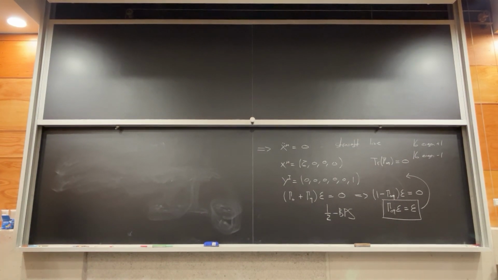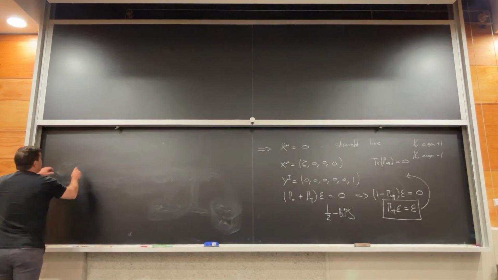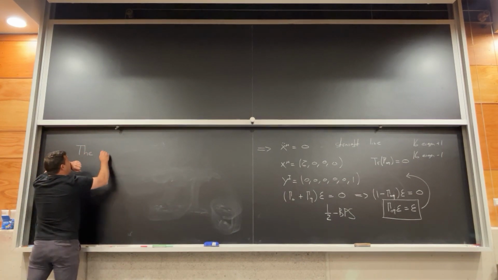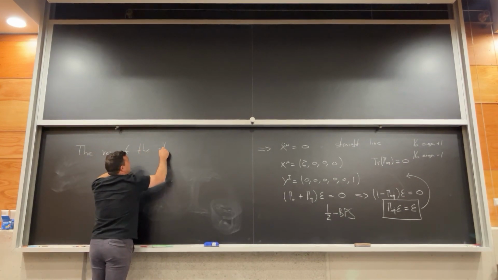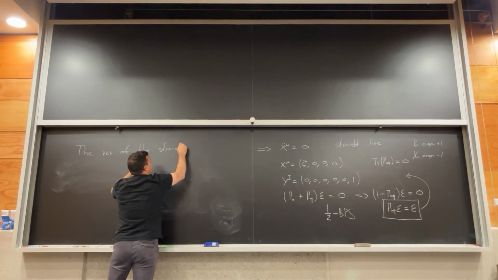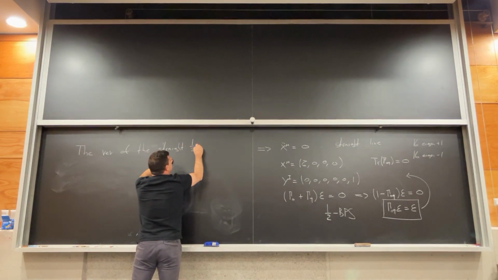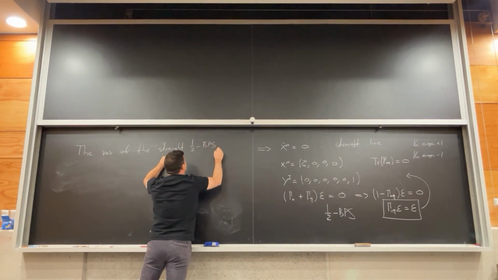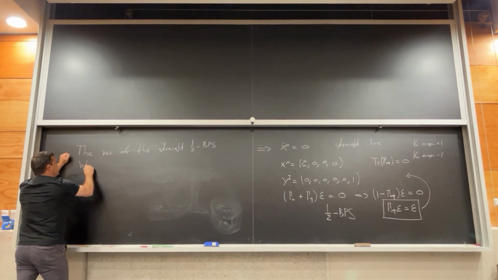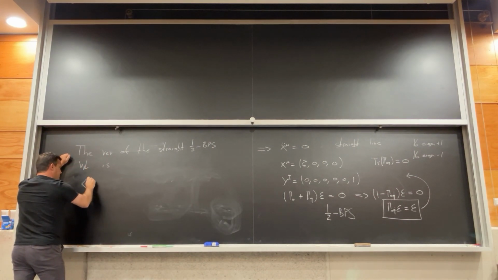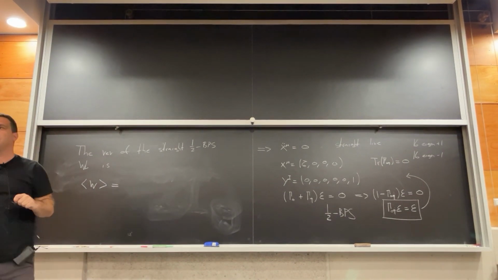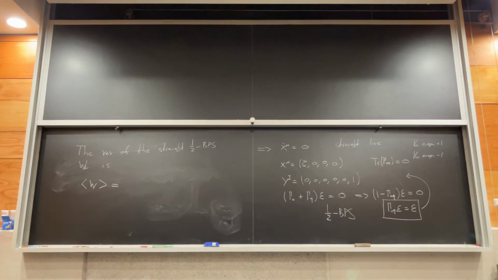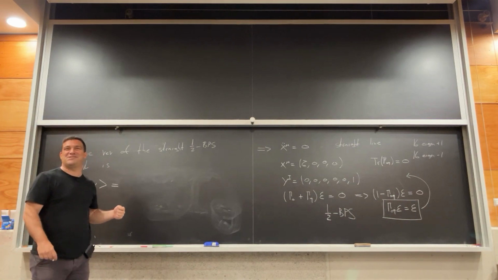Fun fact. The VEV of the straight half BPS Wilson loop is, what do you think the expectation value of this Wilson loop is? When things are too symmetric, things get boring, right? 1, the exponential of 0.